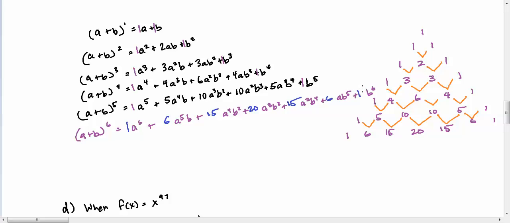This is called Pascal's triangle, named after a great mathematician and one of my personal favorites, Blaise Pascal. He wrote a lot of great books. That's cool. That is super cool.